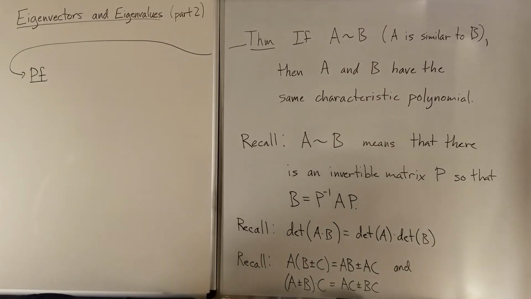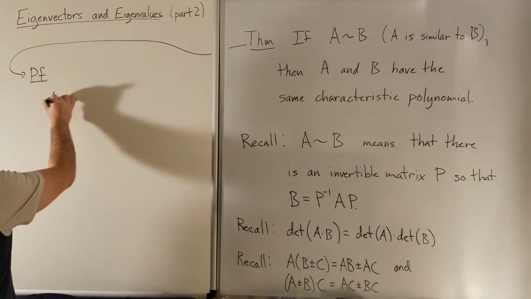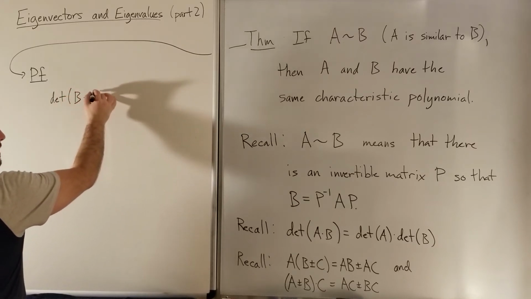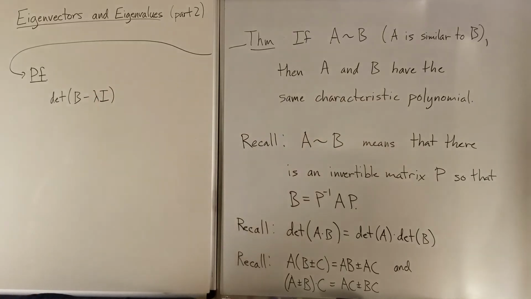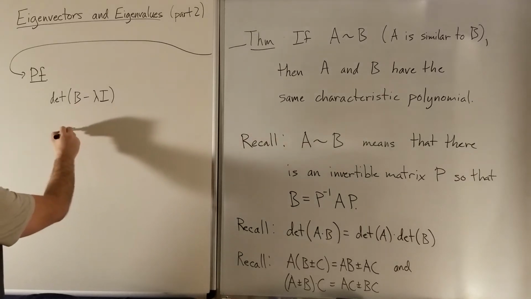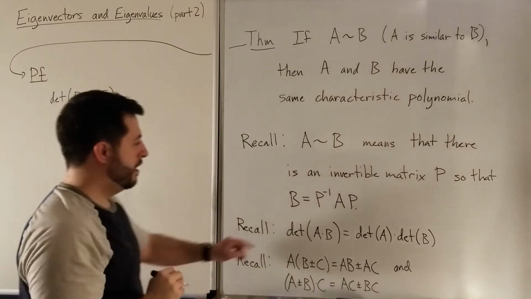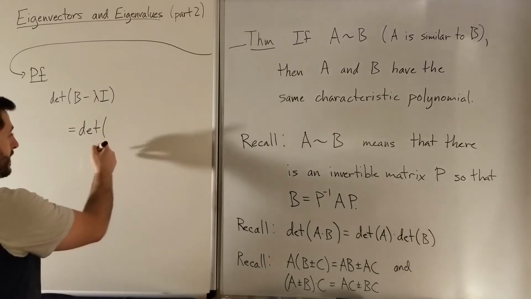So I want to say that these two have the same characteristic polynomial. I'm going to start out with the characteristic polynomial of B, which is, remember, the determinant of B minus lambda I. The very first thing I'm going to do is replace this B here with P inverse AP. So I know there is an invertible matrix P so that this works.